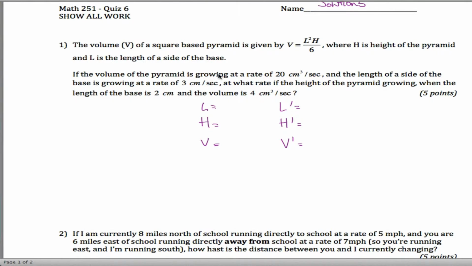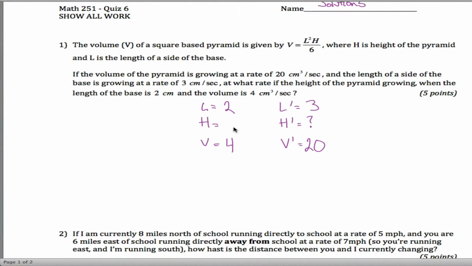If the volume of the pyramid is growing at a rate of 20, in other words, V prime is 20. And the length of a side of the base is growing at a rate of 3. In other words, L prime is 3. At what rate is the height growing? H prime is what I'm going to be looking for. When the length of the base is 2 and the volume is 4.